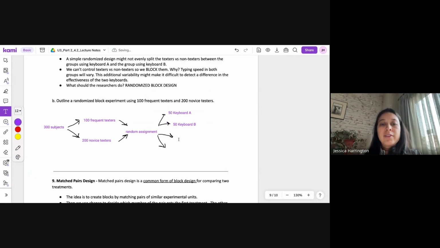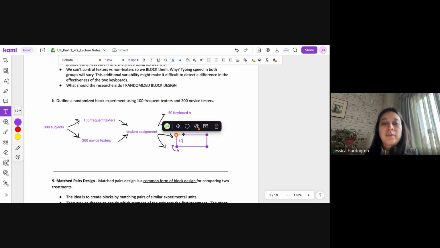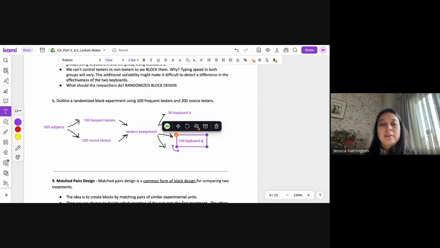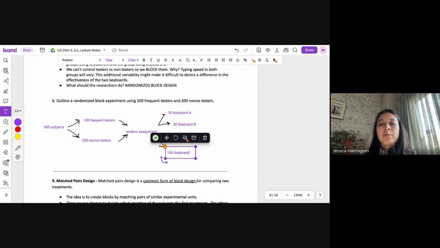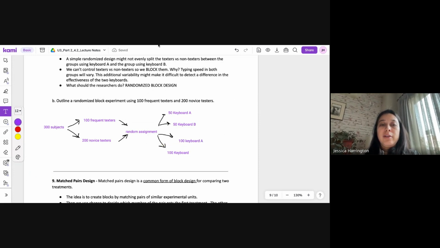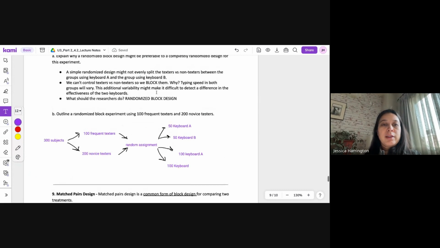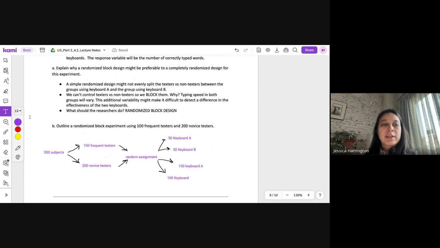And then we have our novice texters. Well, 100 of those are going to get keyboard A. And then 100 of our novice texters are going to get keyboard B, right? So we've blocked for that variability of how good you are at texting. And then we're going to compare, what are they looking for again? Number of correctly typed words.